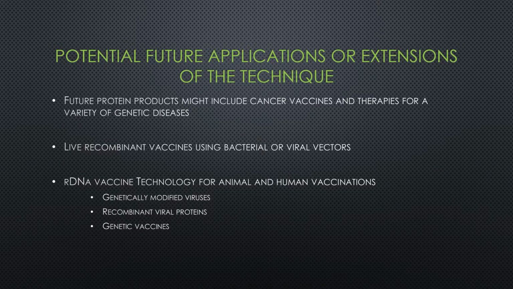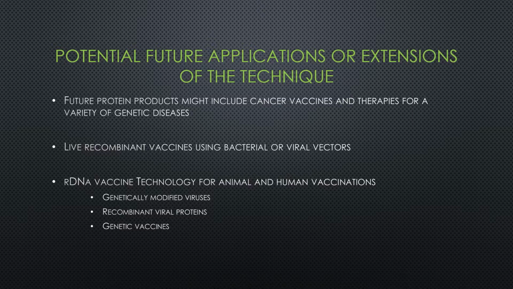Before we end our presentation, I would like to talk to you about potential future applications or extensions of the technique. Future protein products might include cancer vaccines and therapies for a variety of genetic diseases, live recombinant vaccines using bacterial or viral vectors, and recombinant DNA vaccine technology for animal and human vaccination. There are three different types of preparation based on recombinant DNA vaccine technology that are used for animal and human vaccination. First is genetically modified viruses.